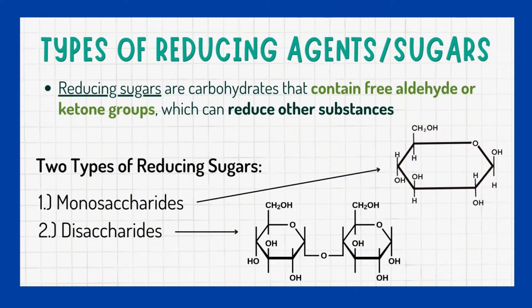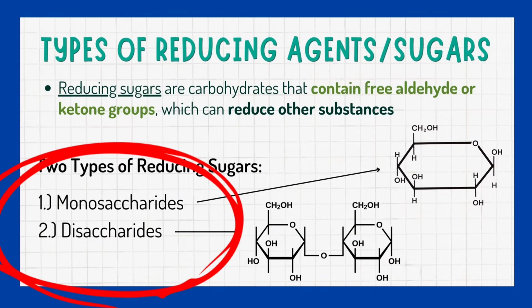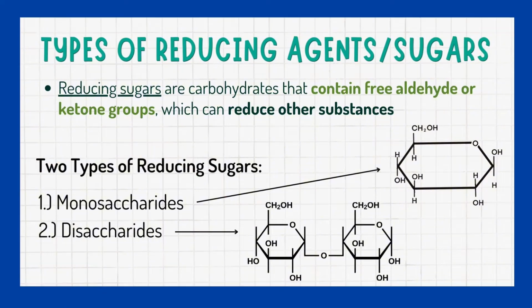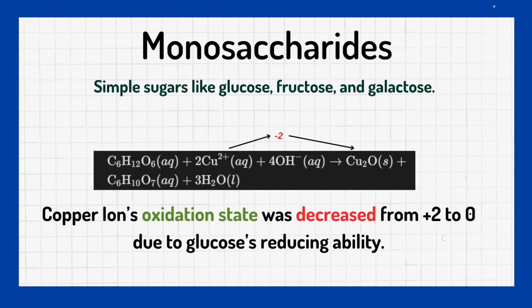But did you know, sugars can actually be used as reducing agents as well? Carbohydrates that contain a free aldehyde or ketone group have the ability to reduce. There are 2 types of carbohydrates that can be reducing agents. That would be the monosaccharides and disaccharides. Monosaccharides are simple sugars that contain only 1 pyranose ring. This is where the mono came from. Examples of these sugars are glucose, fructose, and lactose.